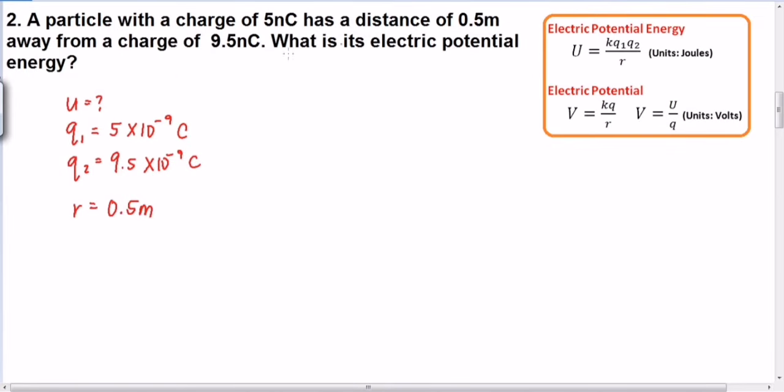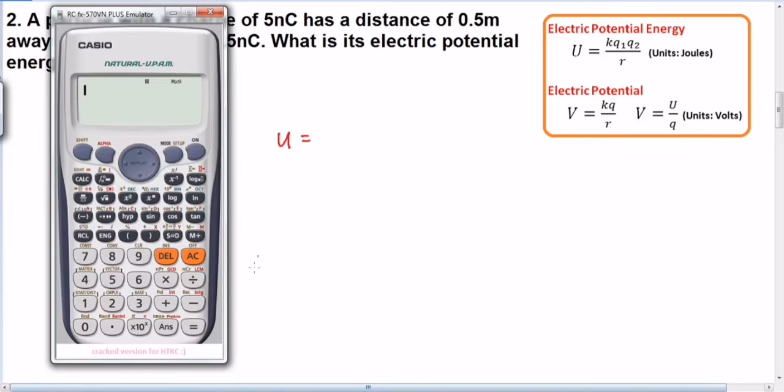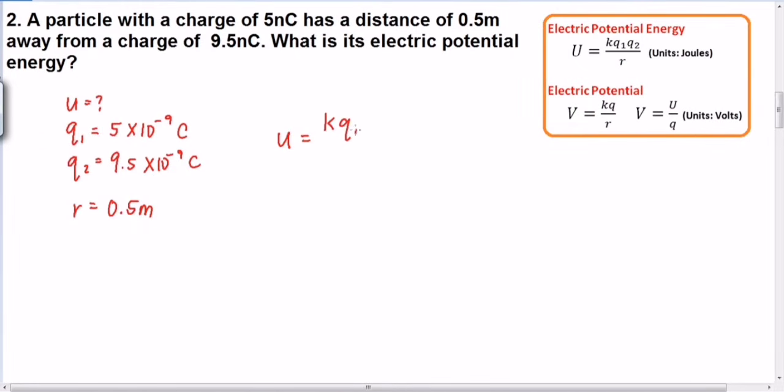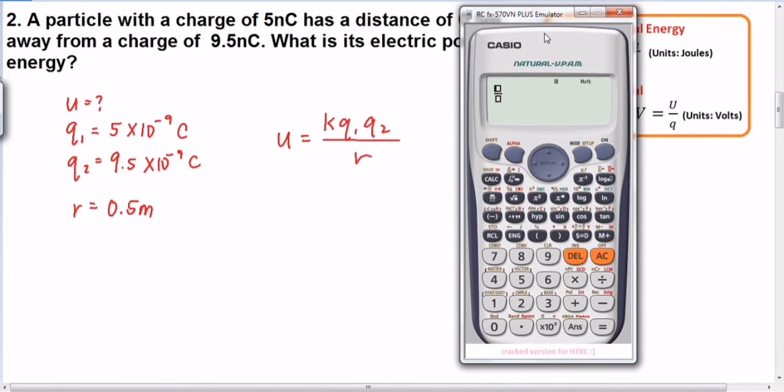So, looking at this, pwede natin ulit gamitin to. So, we will have U is equal to K. So, diretso ko na sa calcu. Okay? So, ang formula na gagamitin natin is K, Q1, Q2 over R. So, diretso ko na sa calcu, guys. So, ang K, or Coulomb's constant, is 8.988 times 10 raised to 9. Okay, times, yung Q1 natin is 5 times 10 raised to negative 9, yung kanyang nanocoulomb, times Q sub 2 ko na 9.5 times 10 raised to negative 9 as well. And then yung R natin is 0.5.